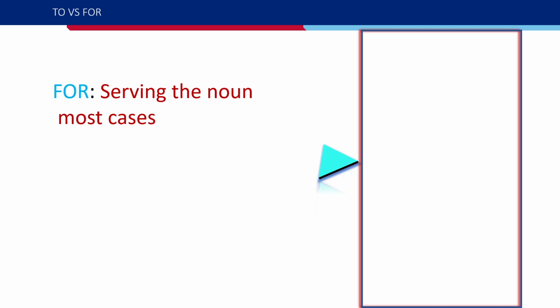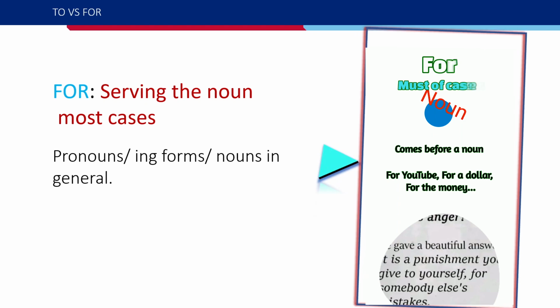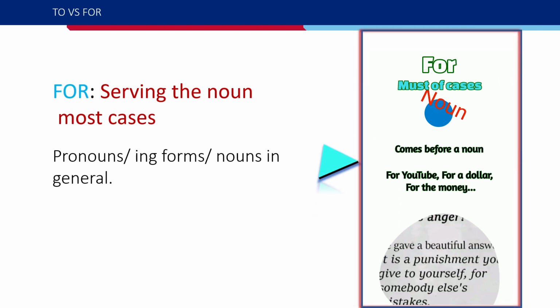On the other hand, "for" is serving a noun. In most cases, it comes with pronouns, "-ing" forms or nouns in general, including nominal phrases. As you can see, "for YouTube", "YouTube" is a noun. "For $1", noun. "For the money". So in most cases, it's like that.